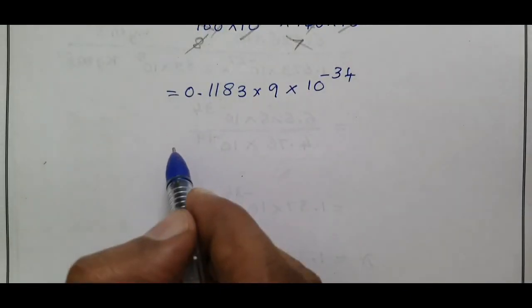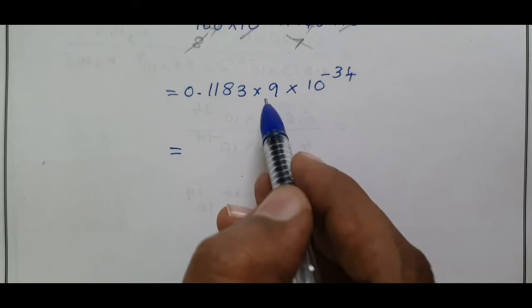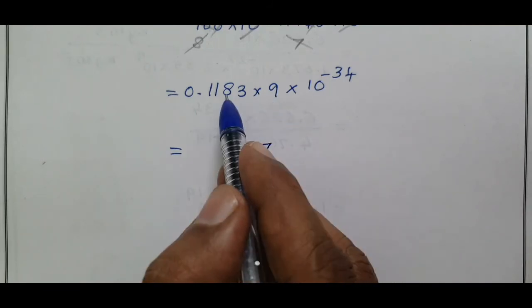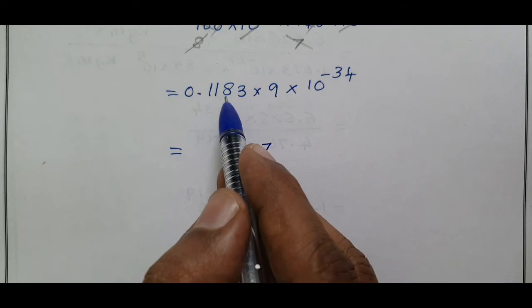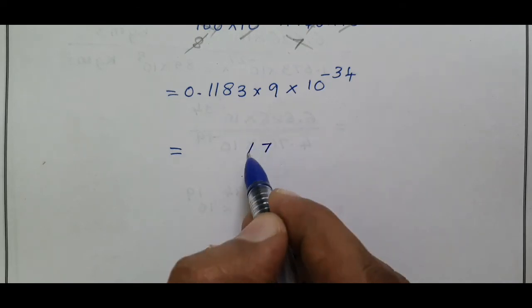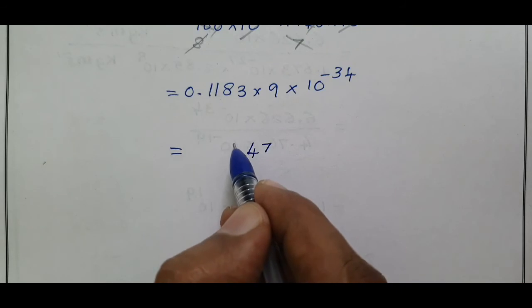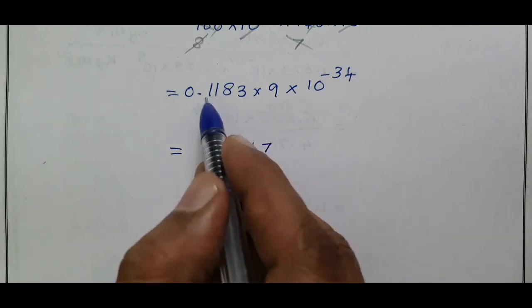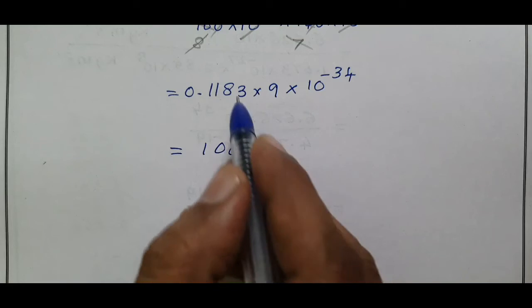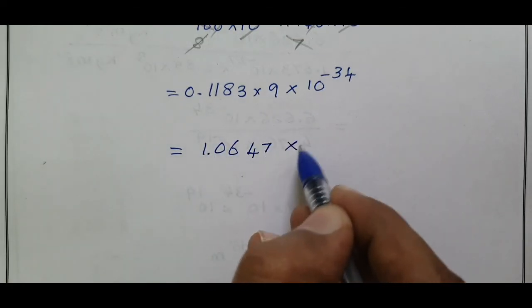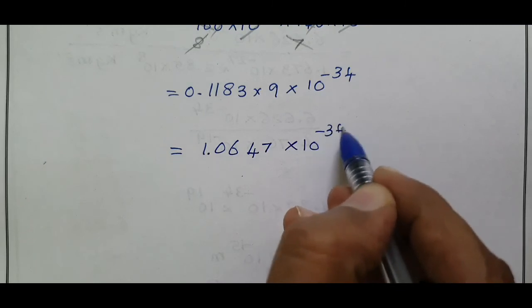Now simple multiplication. 9 into 3 is 27, remaining 2. 9 into 8 is 72, 72 plus 2 equal to 74, remaining 7. 9 plus 7 equal to 16, remaining 1. 9 plus 1 equal to 10. So 1.0647 into 10 power minus 34 meter.